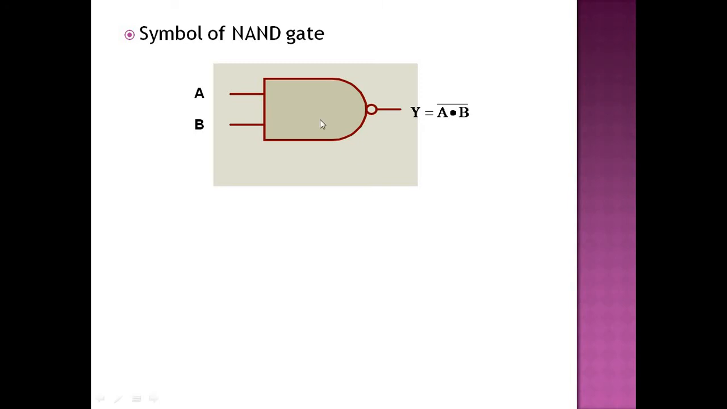The symbol of NAND gate is shown in the following figure. It has two inputs A and B, and we get the output Y is equal to (A dot B) complement. This bubble indicates the inverter representation. That means the output of AND gate is complemented and put to the output.